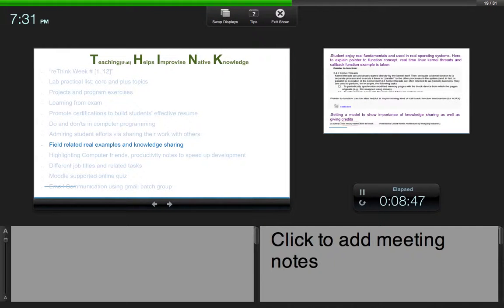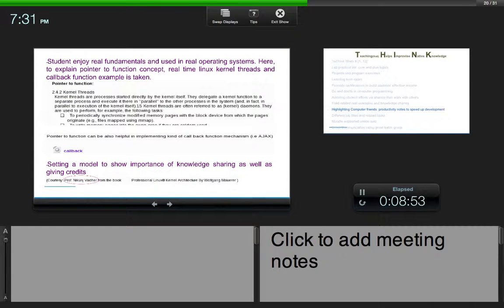Many students are interested in field-related examples and knowledge sharing for a given topic. For example, callback function. For example, explain pointer to function. Of course, we teach them whatever is given in the book, but they like to see where it is used. So we say that it is used in kernel threads, or let's say in a callback function. So that gives them a lot to learn and know that it is already used.